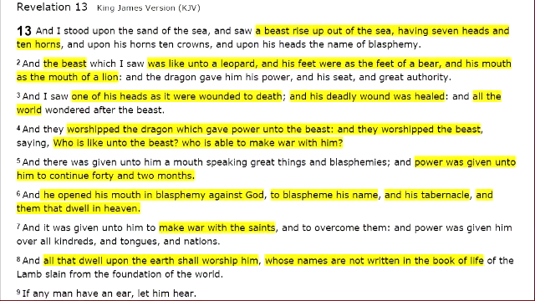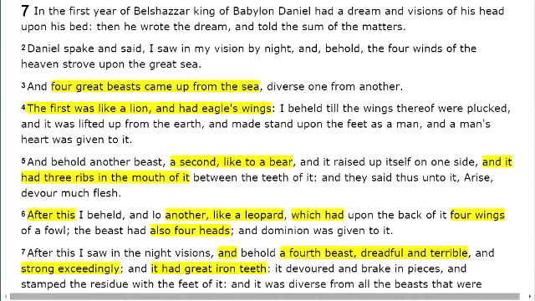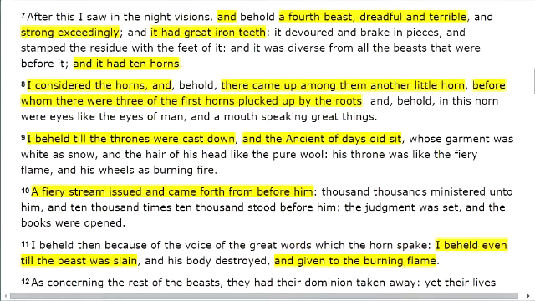Revelation 13 verse 1 is a reference to Daniel chapter 7, which tells us in verses 3 through 7 that 4 beasts came up out of the sea. The first was a lion, the second like to a bear, the third like a leopard, and the fourth dreadful and terrible with iron teeth. And this fourth beast, Daniel says, had 10 horns.